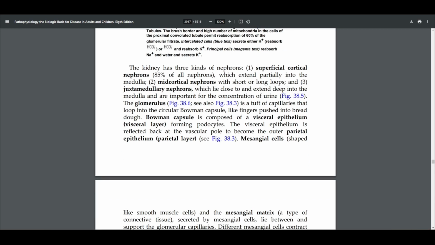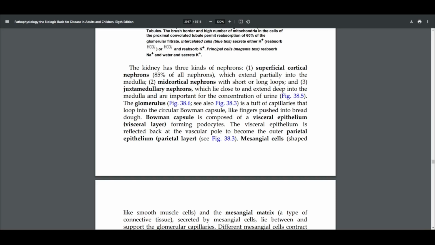So the kidney has three kinds of nephrons. The superficial cortical nephron, which is about 85%, extends partially into the medulla. The mid-cortical nephron, with short or long loops. And the juxtamedullary nephron, which lies close to and extends deep into the medulla and is important for the concentration of urine.